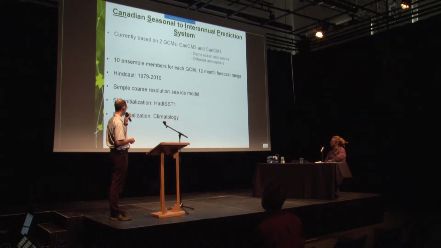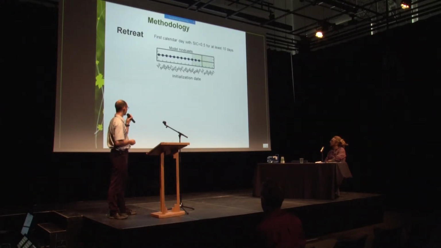We initialize in our current system sea ice concentration with HadISST 1.1 and sea ice thickness with a climatology. As Bill mentioned, both of these choices seemed reasonable at the time that CanSIPS was developed, but they had some pretty significant drawbacks, as we'll see later.